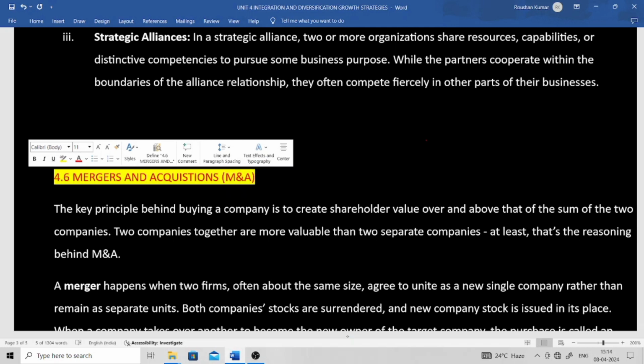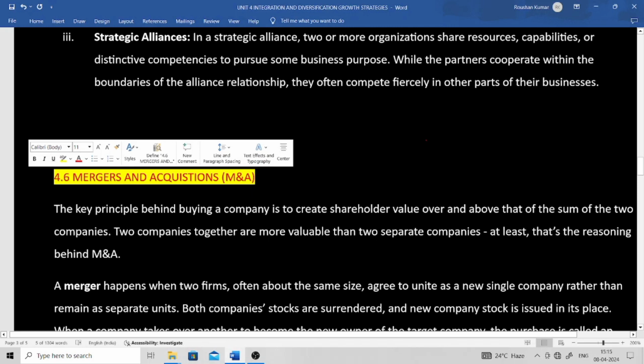So the principle behind mergers and acquisitions is that if two organizations or two firms are individually producing something, then that output will be less compared to when those two or more organizations produce output by combining their resources. So that's what is given here. Two companies together are more valuable than two separate companies.